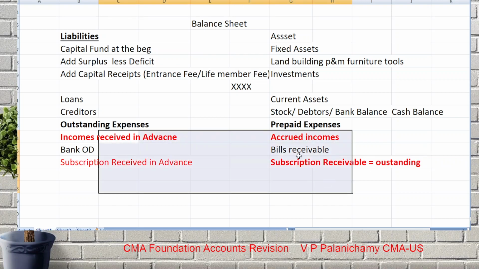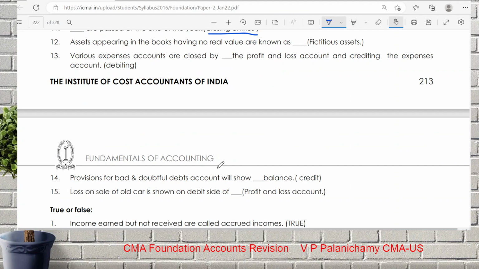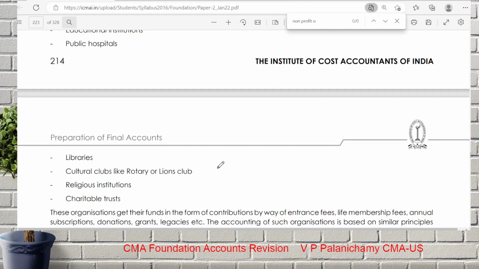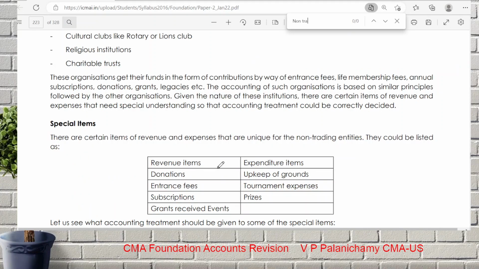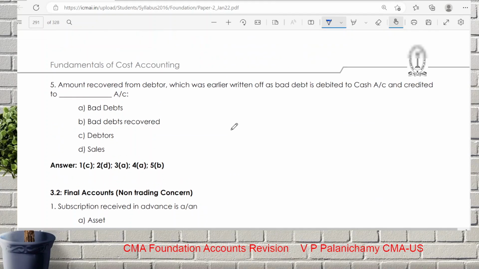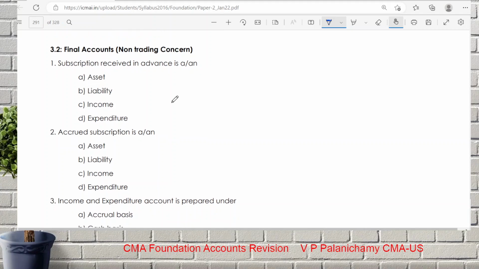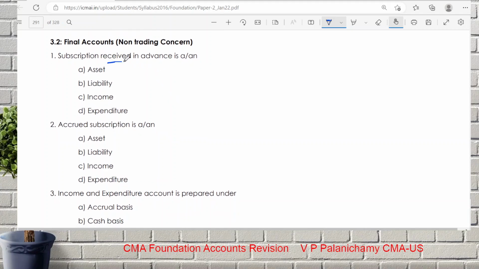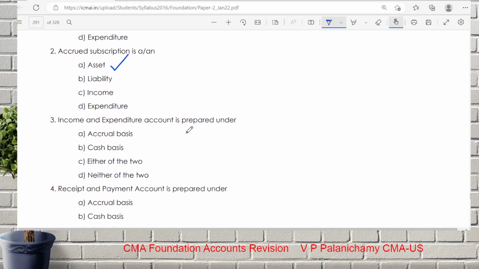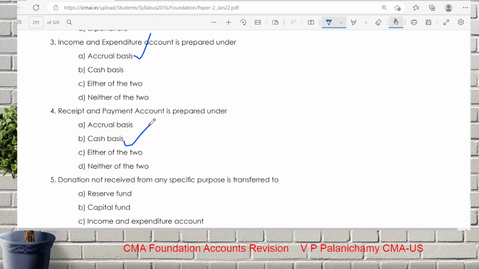So many questions they can ask you. All other things are the same as any other balance sheet. Look at this. Subscription received in advance is a liability. Accrued subscription is a receivable asset. Income and expenditure is prepared on accrual basis. Receipts and payments is prepared on cash basis.